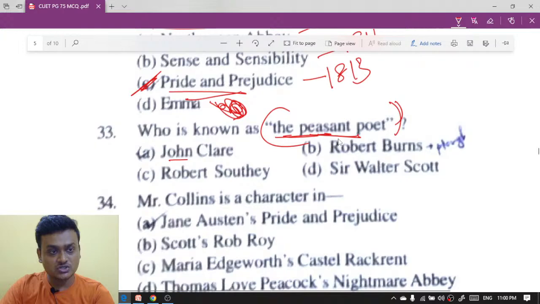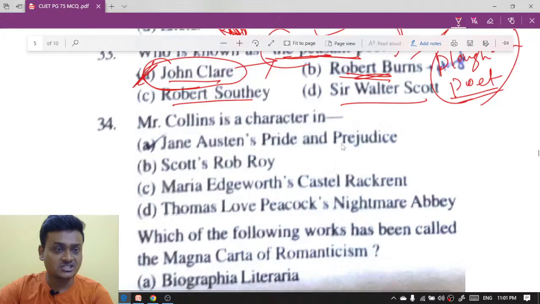Mr. Collins is a character in which work? Options are Scott's Rob Roy, Maria Edgeworth's work, or Peacock's Nightmare Abbey. So Mr. Collins is a character in Jane Austen's Pride and Prejudice, published in 1813.